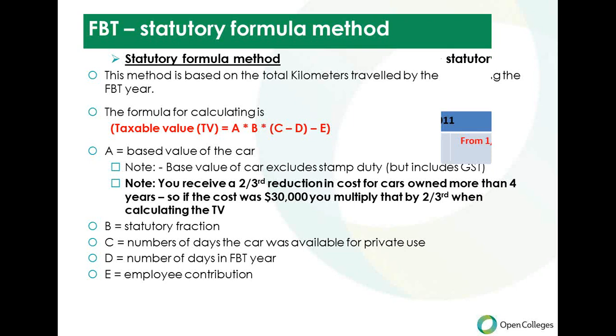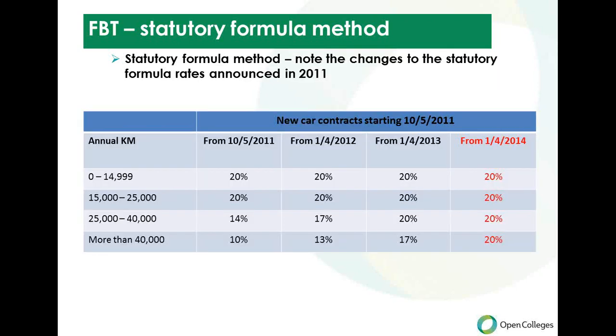So, as we just noted, there were some transitional rules that came in 2011, and basically, my apologies, from the 1st of April 2014, any car that was acquired after that time is just 20%. So it does not matter how many kilometres have been travelled, the statutory formula is 20%. Prior to that, you could have 20%, 14%, 10%, 17%, a range of different rates. You can see there over time it penalises people who don't have a logbook, to be honest, if you're driving a lot of kilometres.